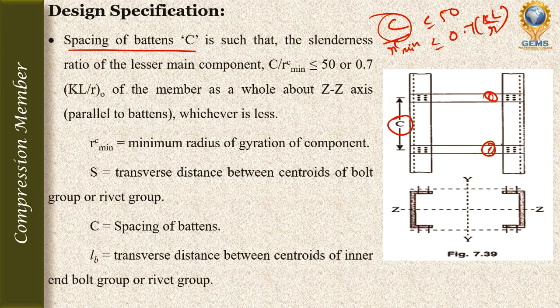RC minimum is the minimum radius of gyration of the compound, and S is the transverse distance between centroid of bolt group or rivet group. So from the centroid to centroid distance is S, the transverse distance, and C is the spacing of batten. LB is the transverse distance between centroids of inner end bolt group or rivet group. So from here to here, that distance will be the LB. From that we can find the spacing of the batten.